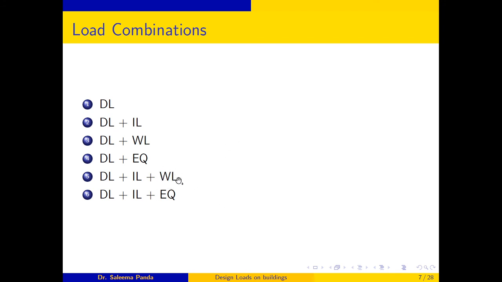You can see here that wind load and earthquake load are not added together. When wind load is there, earthquake is not there. When earthquake load is there, wind load is not, because both cannot act simultaneously. And if we add all together, your design force will come out very high. If you design the structure for such a high load, your reinforcement will also be high, and it will not be economical. It will be very costly.